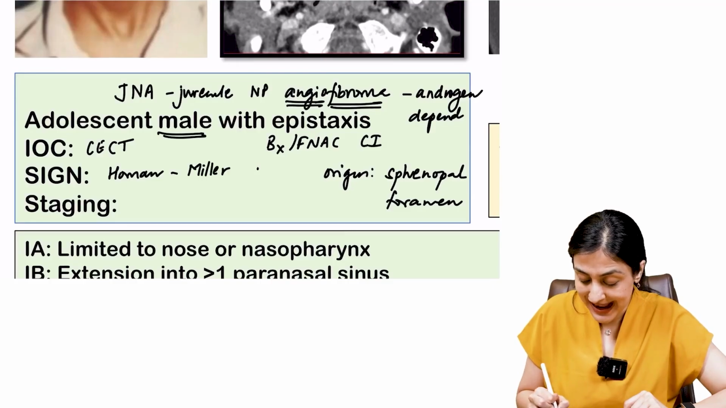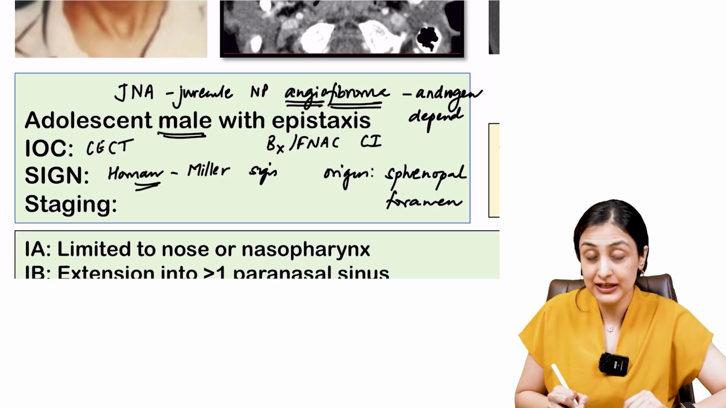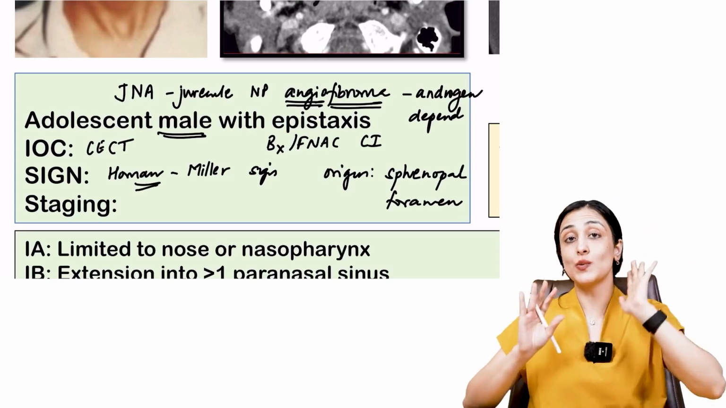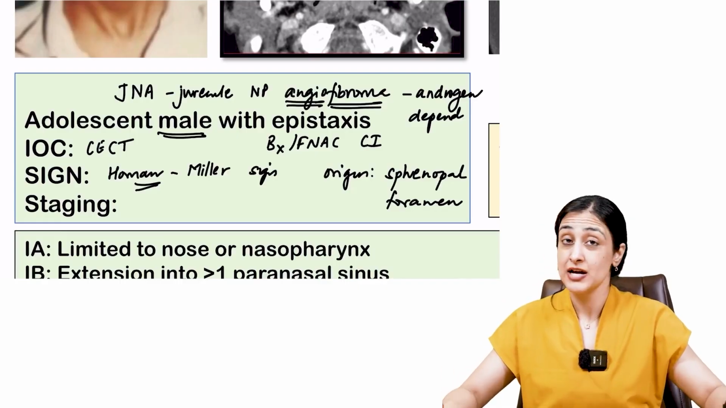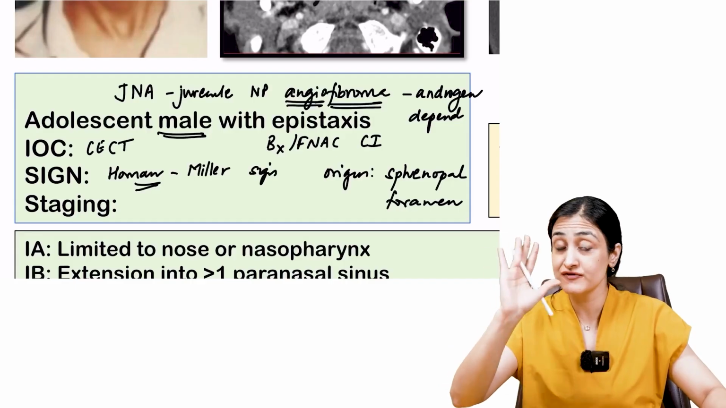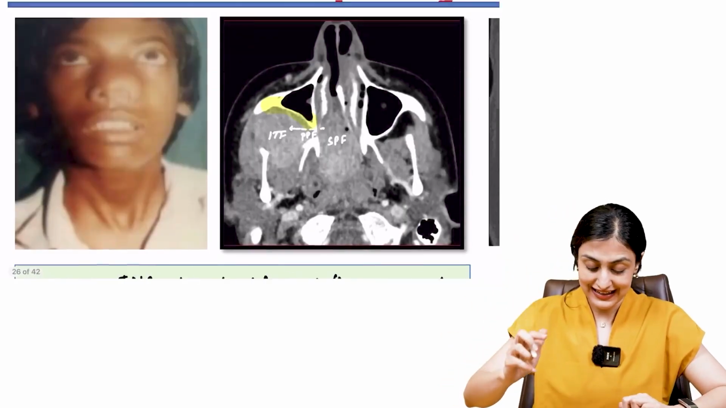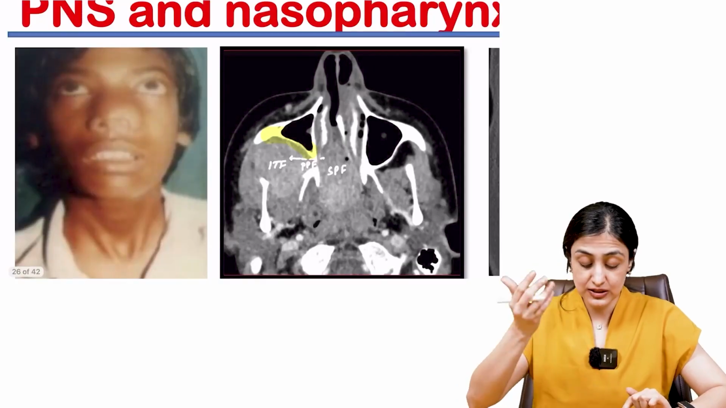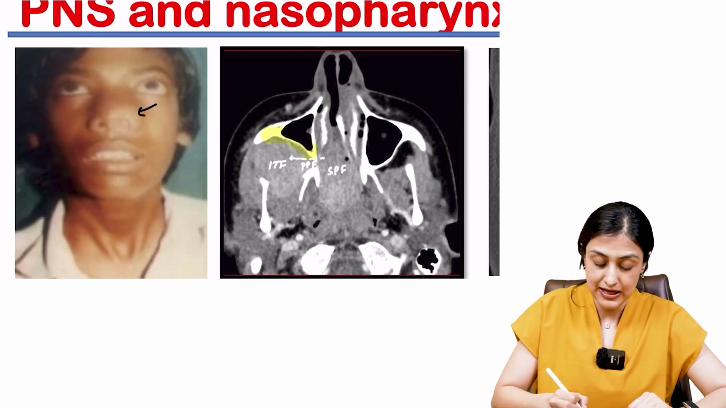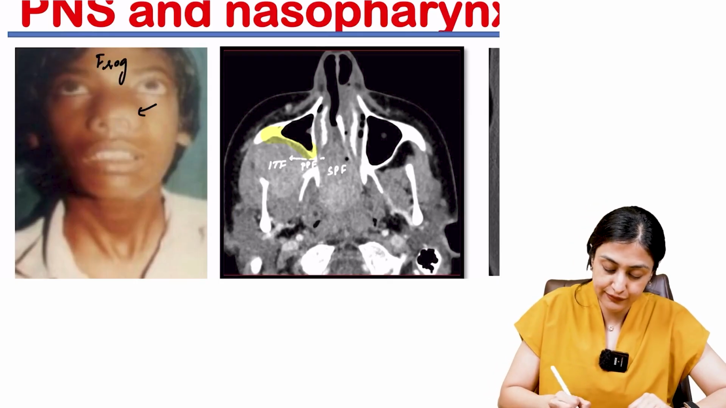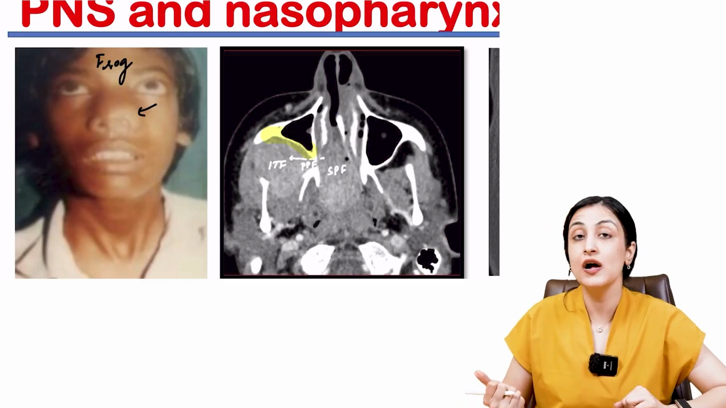So Hohmann, you can remember, man mein hota hai ye. So Hohmann-Miller sign is where the posterior wall of the maxillary sinus is pushed by the mass. You don't have to memorize it, you've seen it now, you've understood it. And clinically it also results in fullness of the cheek and the nose, you can appreciate. So this is what is called the frog sign. The face looks like a frog.